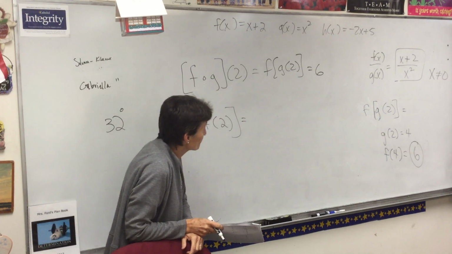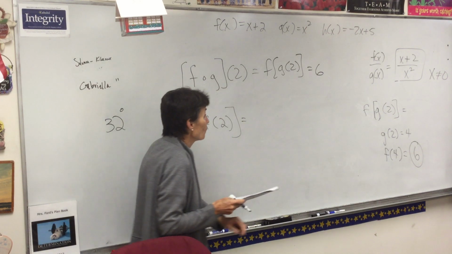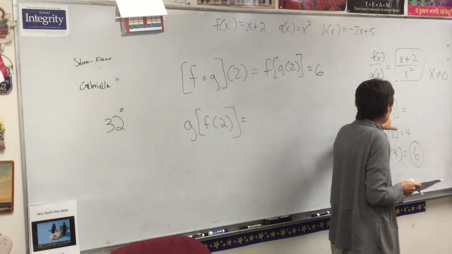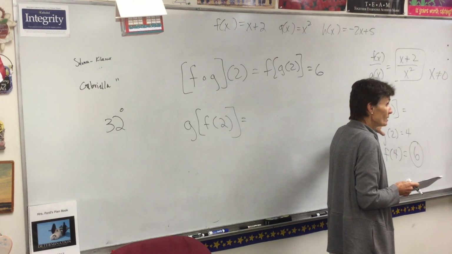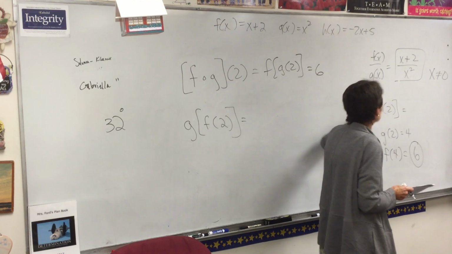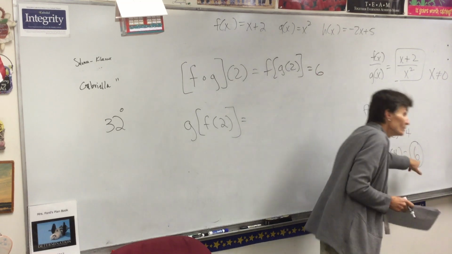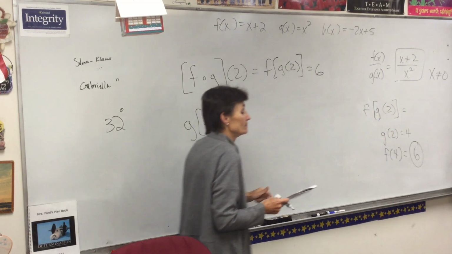Even for the first one, what's the same again? We put 2 into G and got 4. Then we put 4 into F. 4 plus 2 is 6.